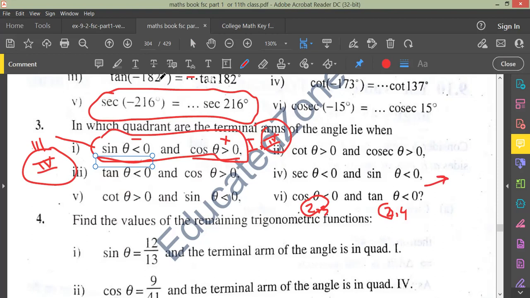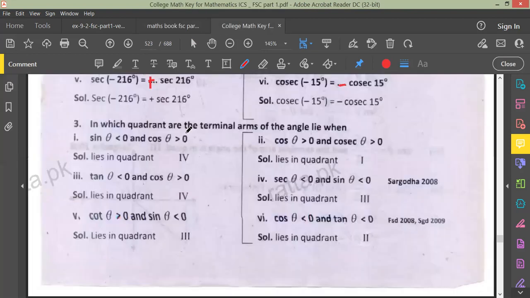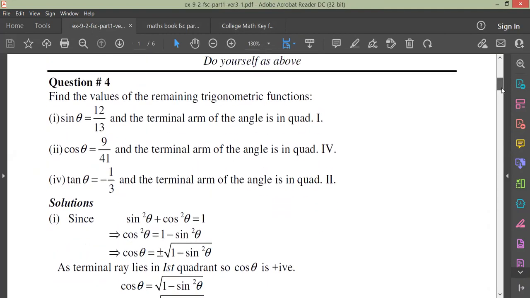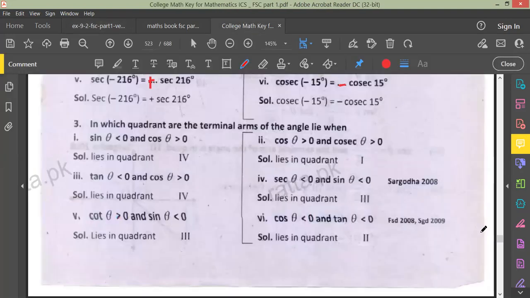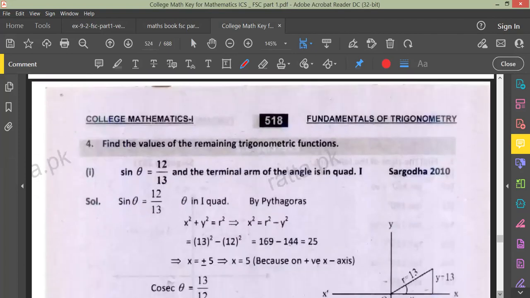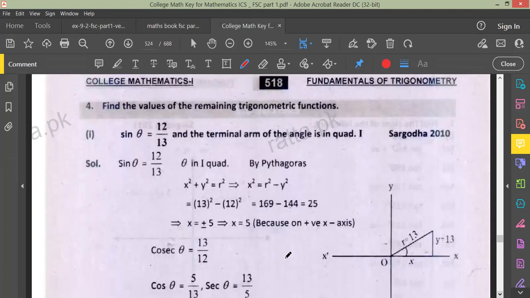So we will discuss question number 4. This is a simple question. So we will discuss trigonometric ratios and some important formulas here. The first part of question number 4 is sine. Here we will remember two things: first quadrant first, and the values of x, y, and r. Find values of remaining trigonometric functions.